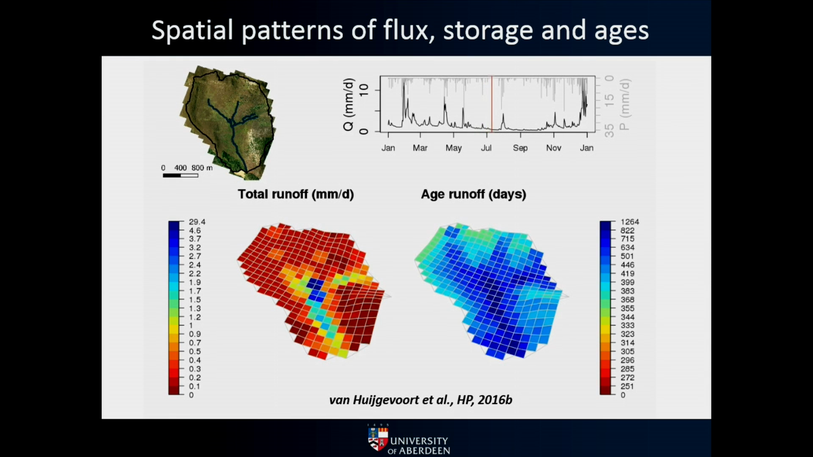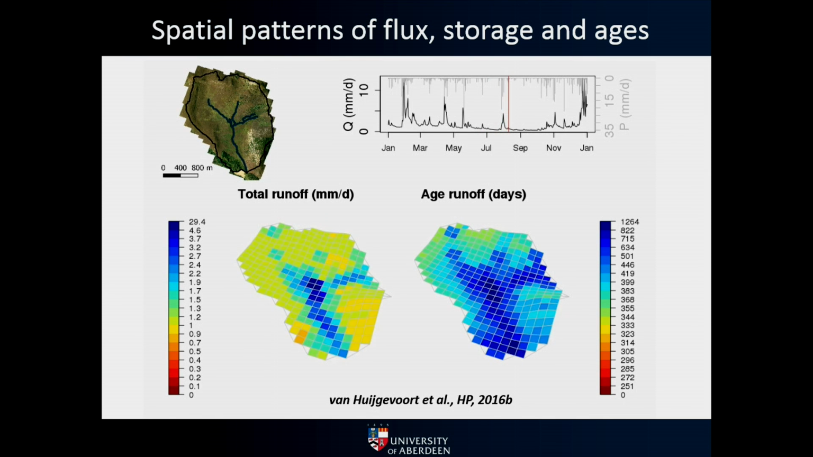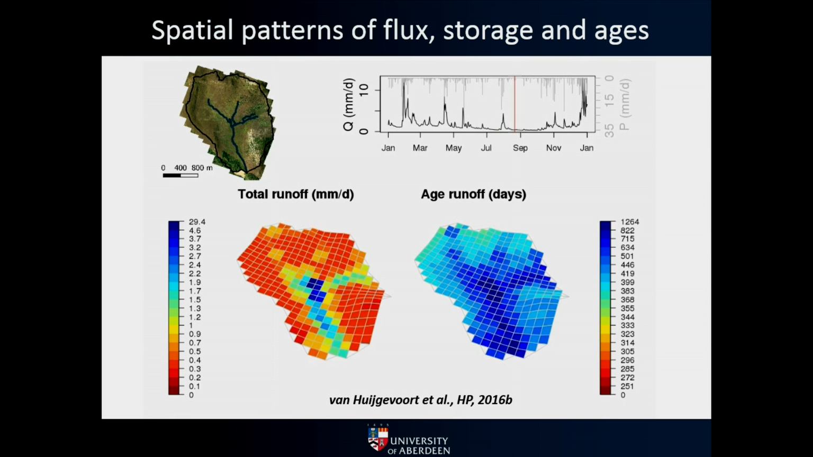The fluxes really drop off in all but the valley bottom areas. The water ages get really old. Many of the cells disconnect in the driest period. And then we see the catchment going through into the autumn and beginning to wet up again. So the runoff fluxes begin to increase across the catchment.